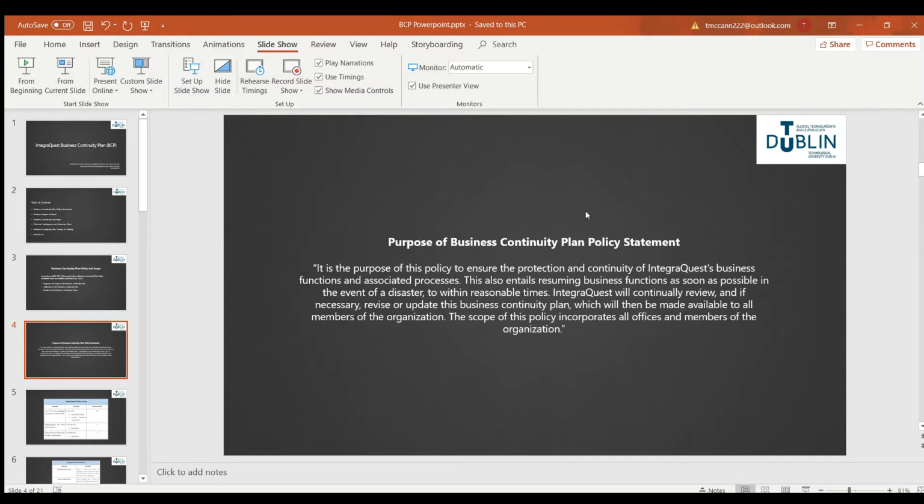The purpose of the business continuity plan policy statement can be seen in this slide. It is the purpose of this policy to ensure the protection and continuity of IntegraQuest business functions and associated processes. This also entails resuming business functions as soon as possible in the event of a disaster to within reasonable times. IntegraQuest will continually review and, if necessary, revise or update this business continuity plan, which will then be made available to all members of the organization. The scope of this policy incorporates all offices and members of the organization.